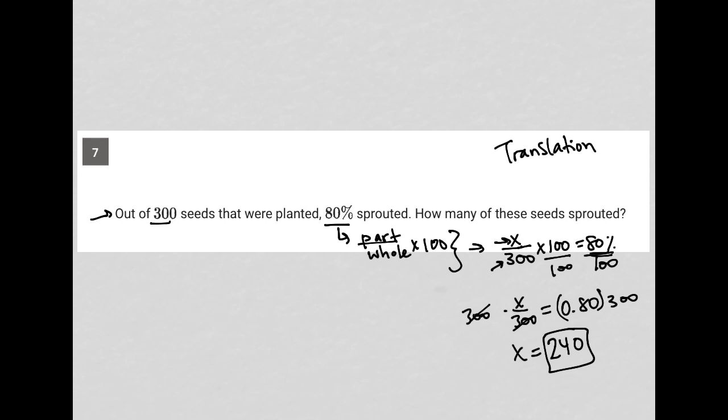And if you really wanted to just go back and double check, you can test, is it true that 240 over 300 times 100 equals 80? And you'll see that that is absolutely true.